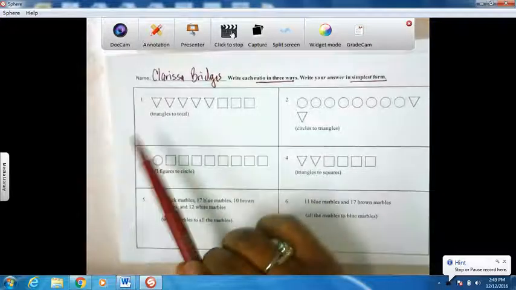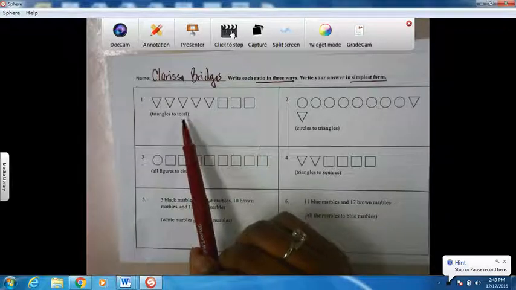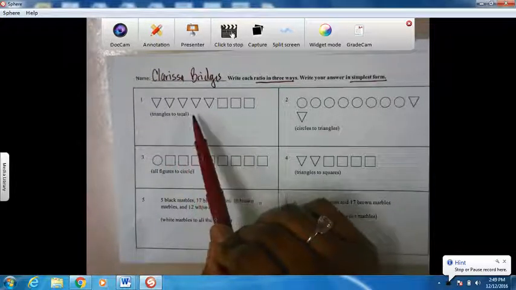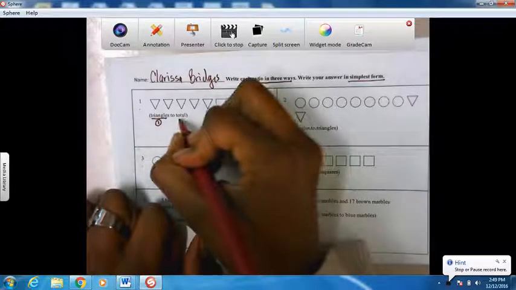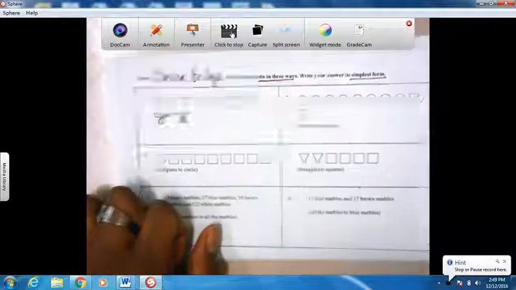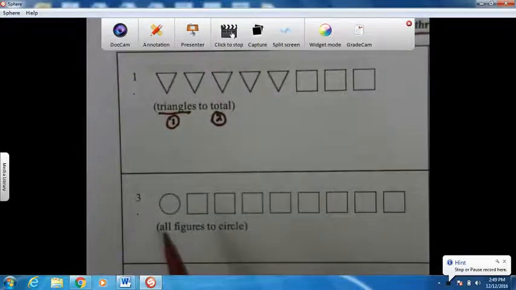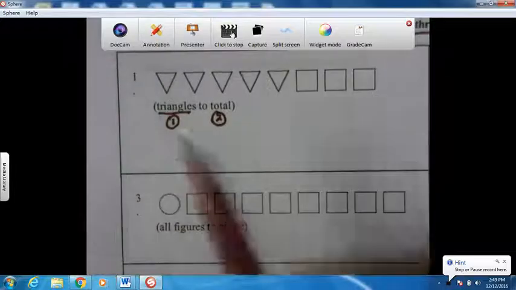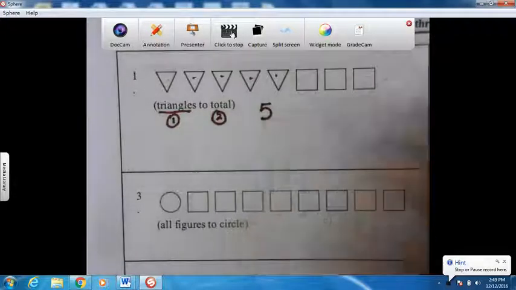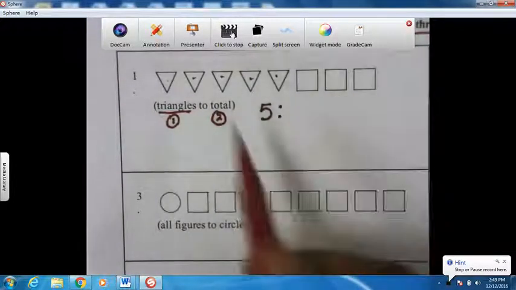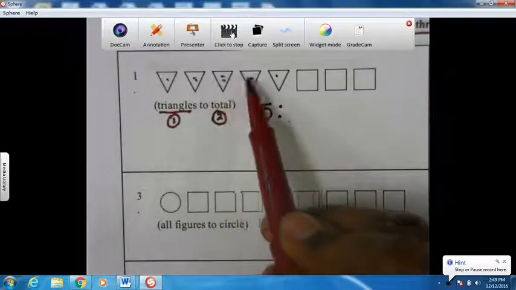We're going to write the ratio of triangles to total. That's a typo. It should say total shapes. So triangles to total shapes. So triangles came first, and then the total came second. So when I write my ratio, I have to make sure that the number that comes first represents triangles. So there are 1, 2, 3, 4, 5 triangles. Our second number will be the total amount: 1, 2, 3, 4, 5, 6, 7, 8.